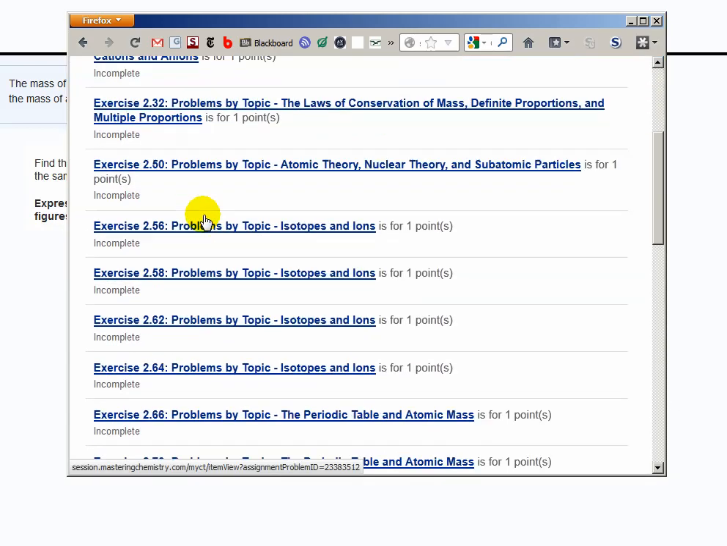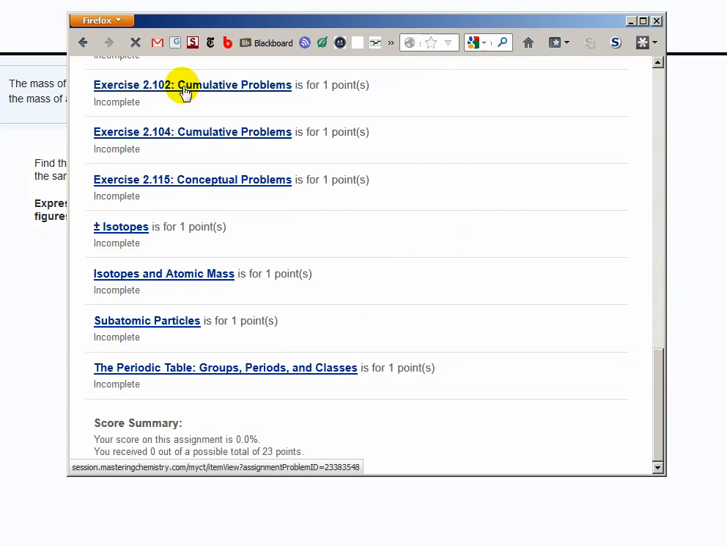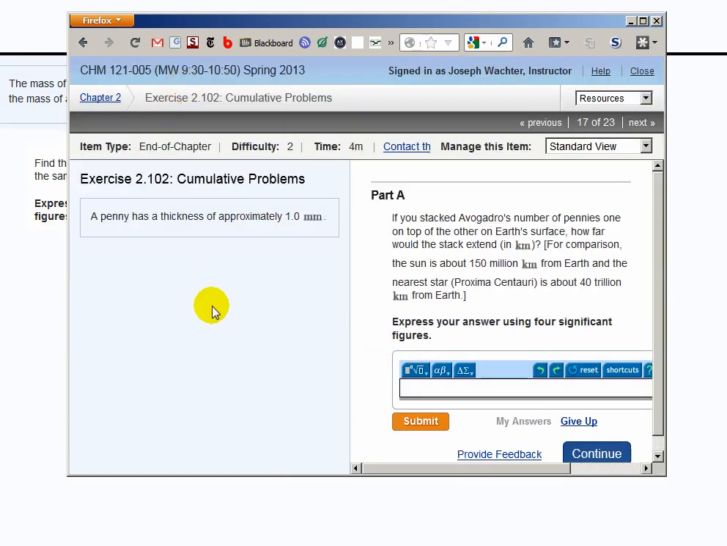Which one is that? Isn't it just the thickness times the distance? Right, this is a similar question to the blueberry one. You have to figure out how many pennies there are, which is the mole number, Avogadro's number of pennies, and then times each one's length gives you some length in millimeters. Convert that to kilometers, and that's it. So same thing: you're multiplying that mole number by one millimeter, and then converting to kilometers, or convert to kilometers first and then multiply.